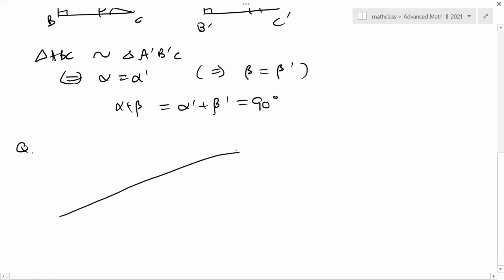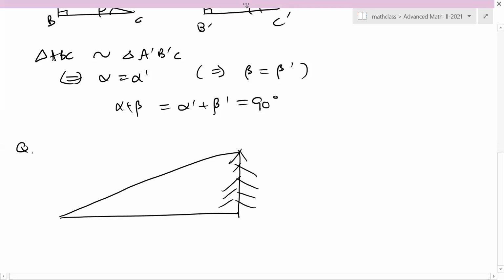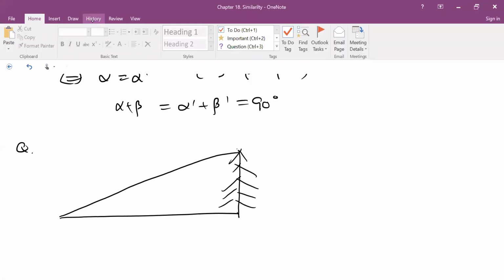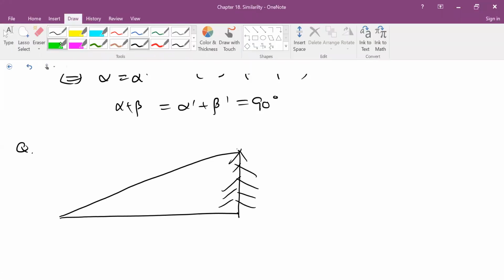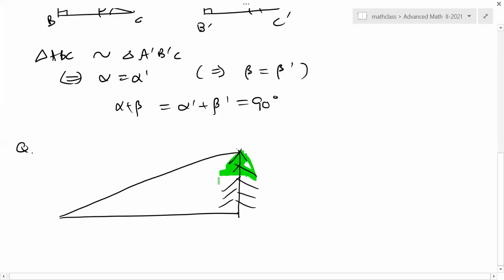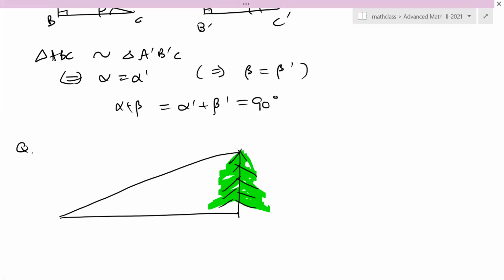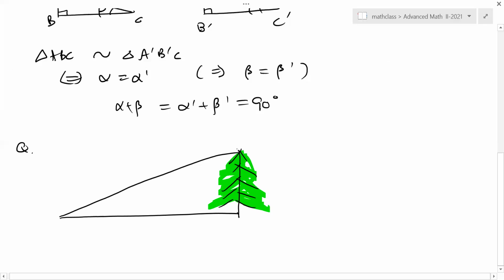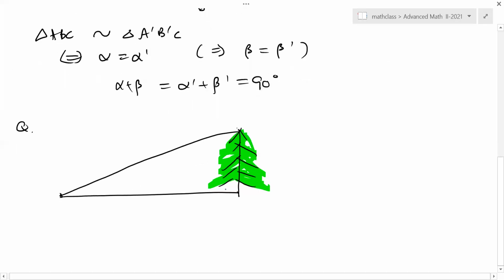And the most important applications here. Suppose you want to measure something, you want to measure the tree, for example. This is a tree, and so what do we have? You cannot measure the tree, it is too high, and it's hard to measure it directly. So what you're going to do is you can measure on the ground.